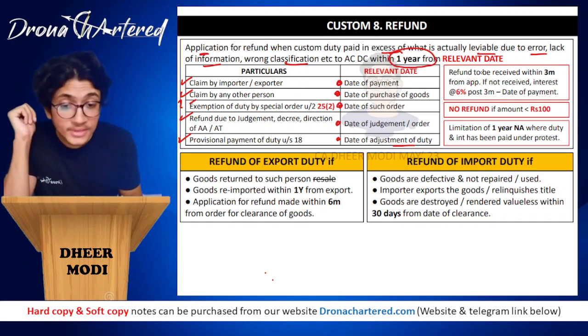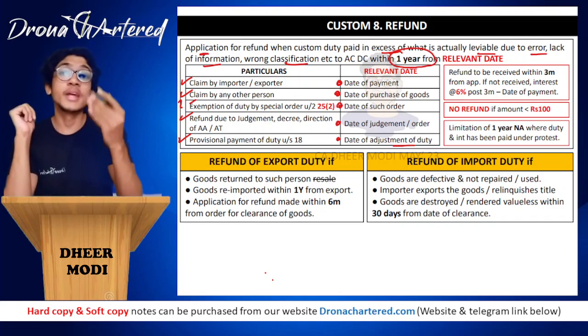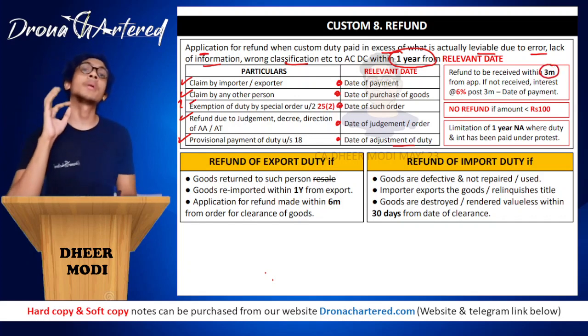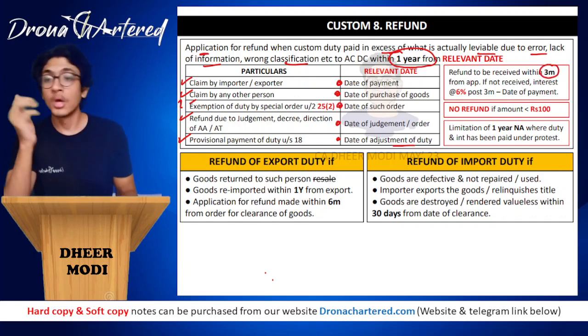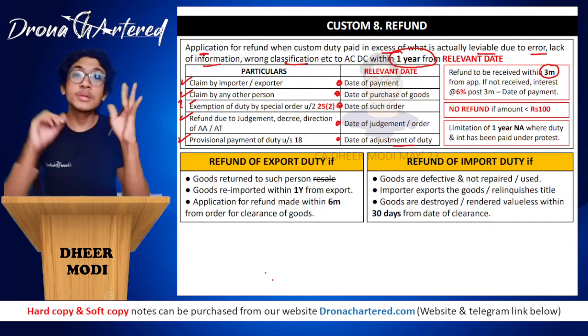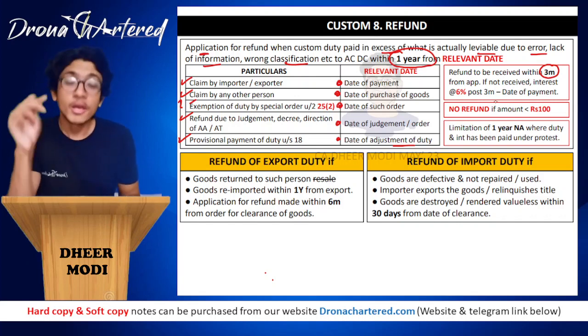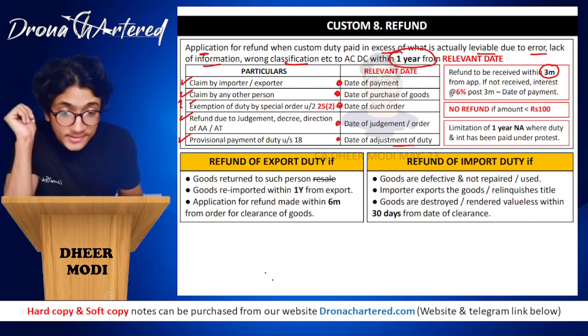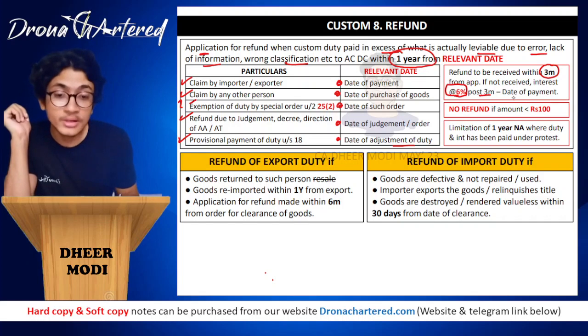Refund to be received within 3 months from application. So from the date you make the application, refund should be received within, they have a time period of 3 months to make the payment to you. So relevant date within 1 year you'll make the application, and then from that application date within 3 months they have to make the payment to you. If the payment is not received, if you do not receive the refund, interest at the rate 6% post 3 months till the date of payment.